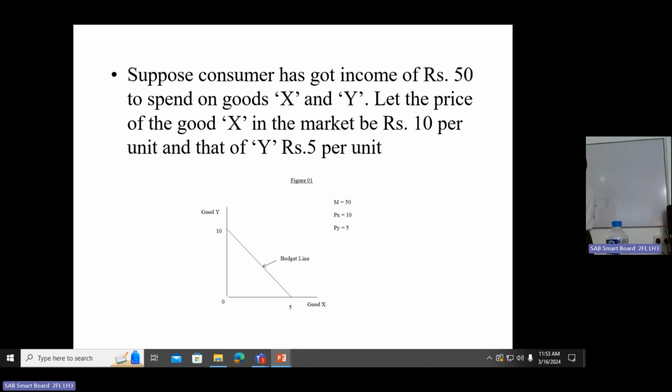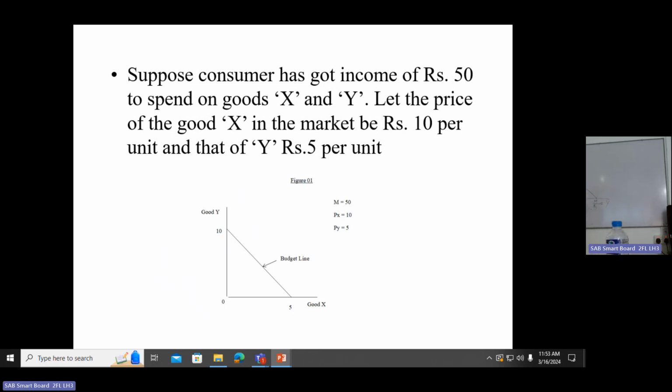And if you allocate the whole income to the other product, Y, with price Py, our income is 50. Then M divided by Py is 10. If you combine these two points, you get the budget line. So that is taking the two extreme points, and we know the linear budget line.